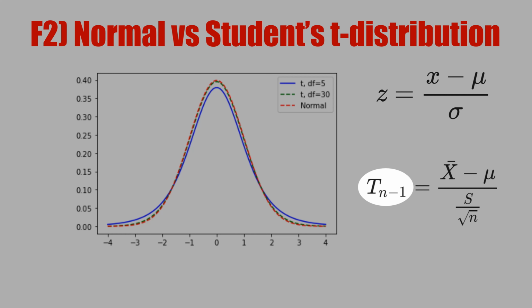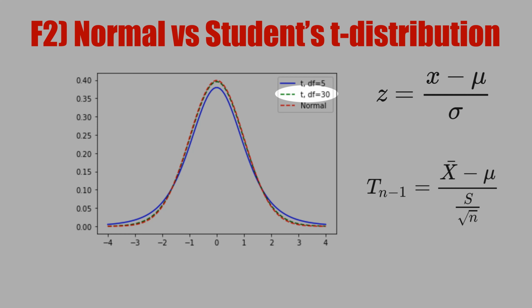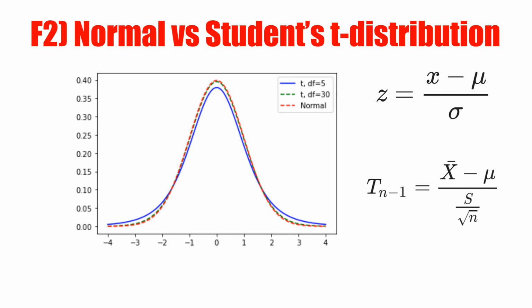This n-1, n is the number of observations. We call this degree of freedom. See in the chart that the green curve is the t-distribution with a degree of freedom 30. That means we are using 31 observations, and this is already enough to get something that matches with the normal distribution. Therefore, as n increases, the t-distribution converges to the normal distribution.